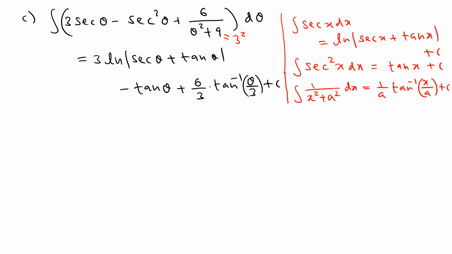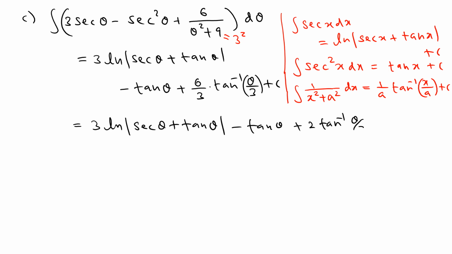Yeah, we can simplify this just a little bit. If you simplify, you're going to get 3 natural log secant theta plus tan theta. We cannot do much here, and then minus tan theta, and then this is just 2 times tan inverse theta over 3. So that's what you get as the solution for the first problem. Good. So let's move on to the second problem.